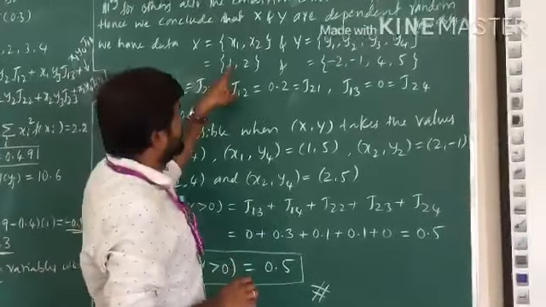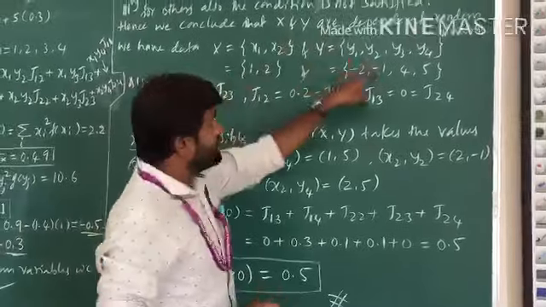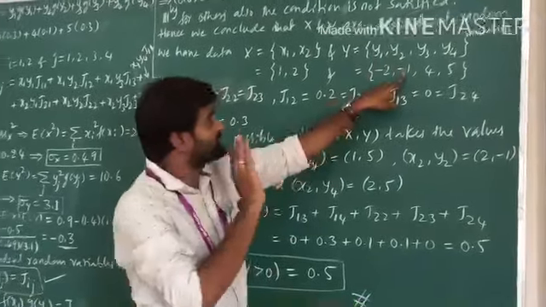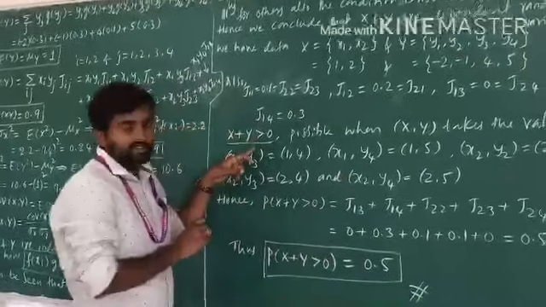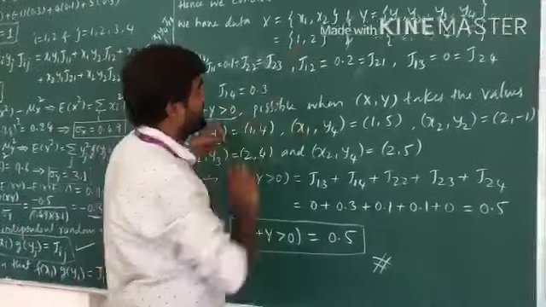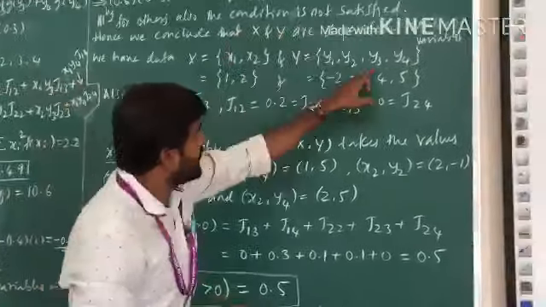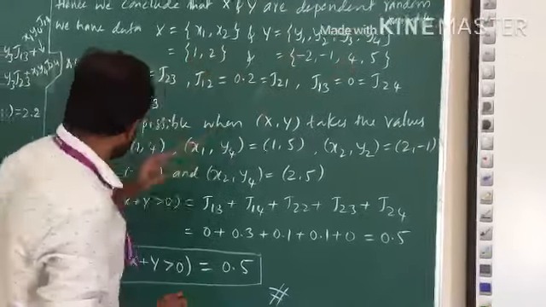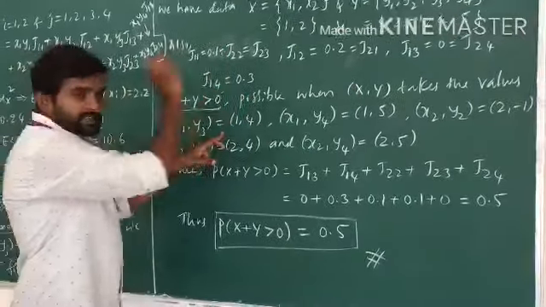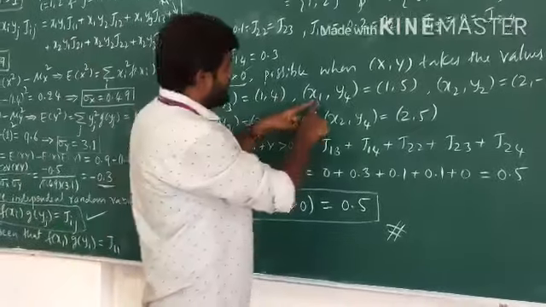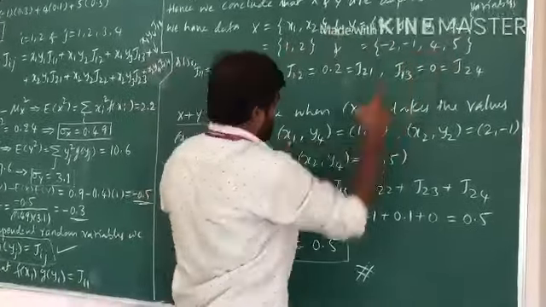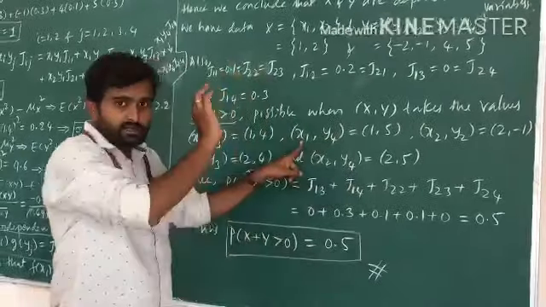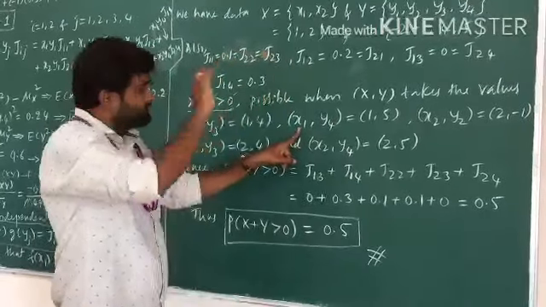Then x1 y2 is also not possible because 1 minus 1 is 0, so this condition is not satisfied and I am neglecting it. Then x1 y3: 1 plus 4 is 5, so this condition is satisfied. Similarly x1 y4: 1 plus 5 is 6. These are all positive values.